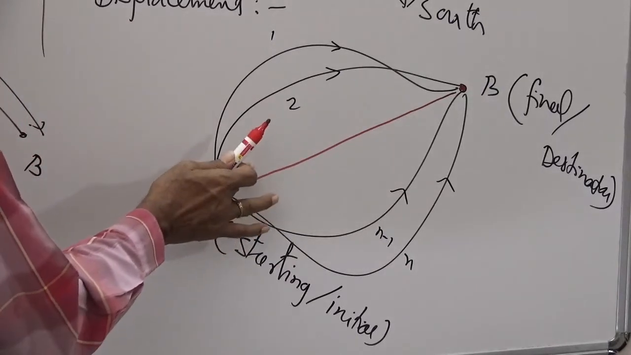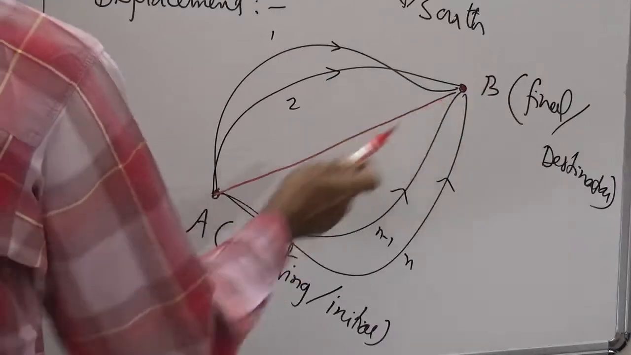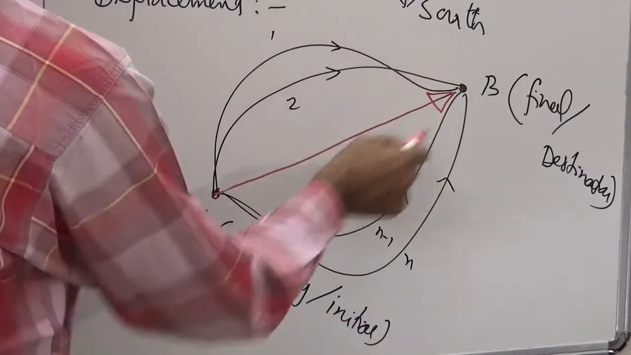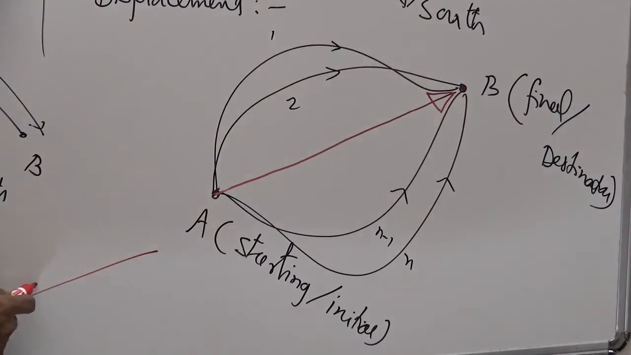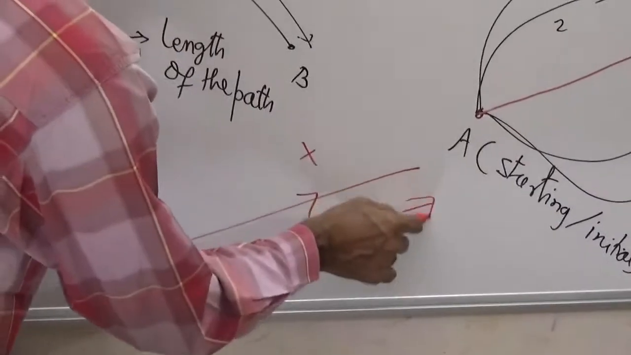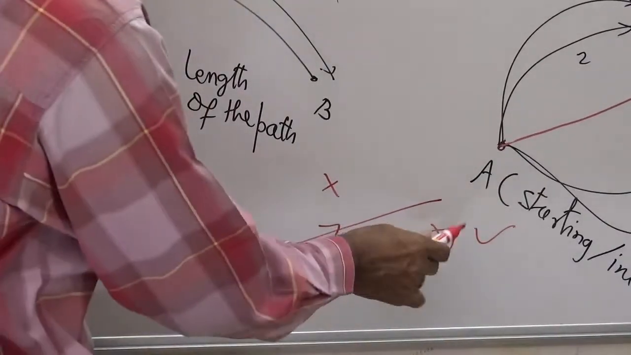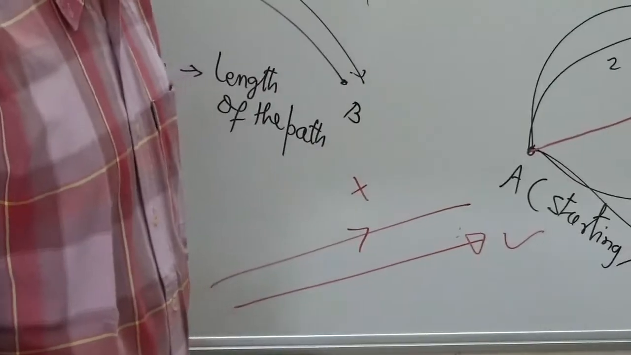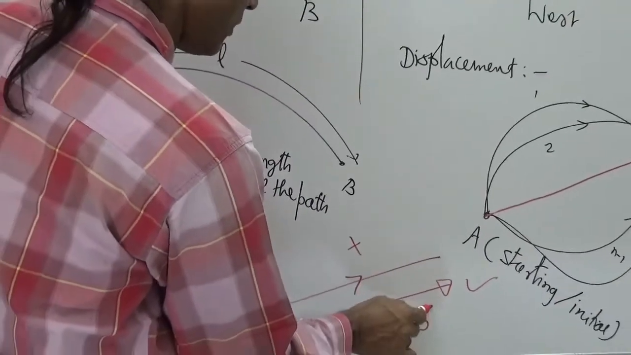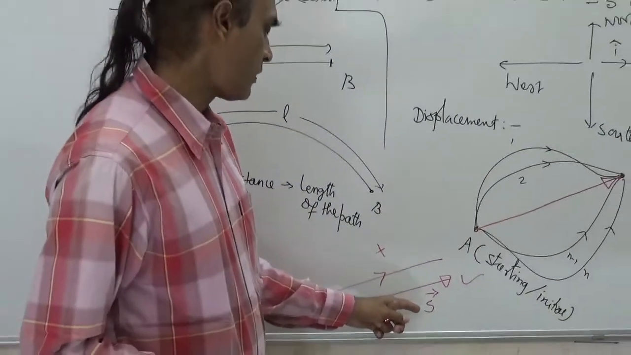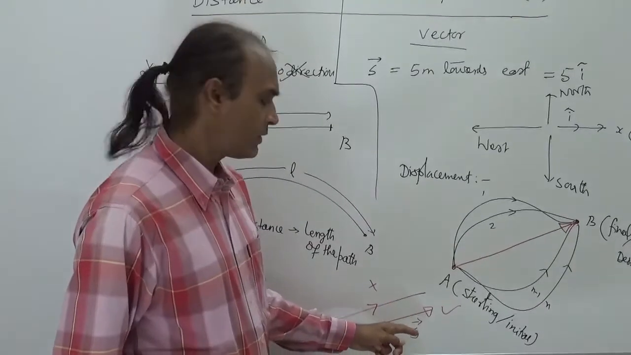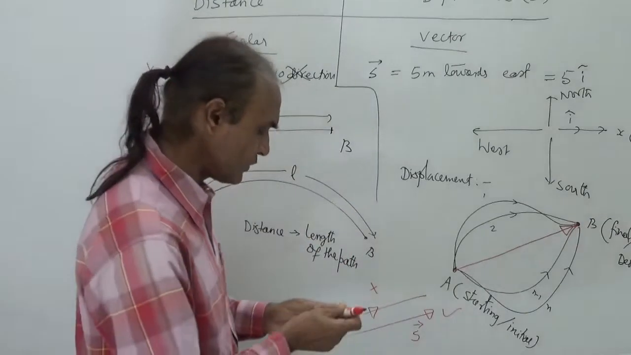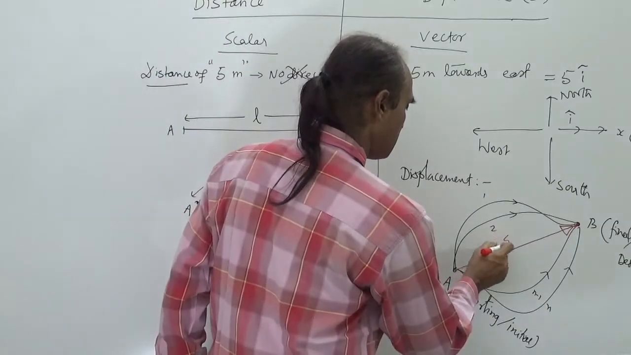So the straight line distance, the shortest distance between the initial and final position, is given an arrow towards the final point. This is correct, but this is wrong. The arrow should be given at the end of the segment. Then this is the correct geometrical or graphical representation of the displacement. But if you put the arrow in the middle, it's the wrong representation. So this is the displacement.